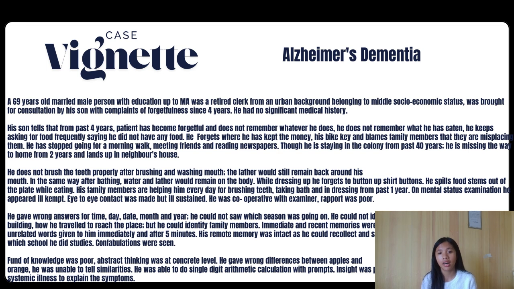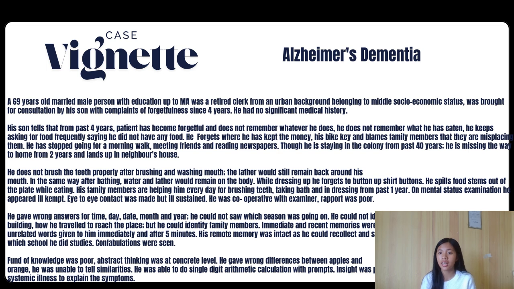His son tells the doctor that from the past 4 years, his father has become forgetful and does not remember whatever he does. He does not remember what he has eaten. He keeps asking for food frequently, saying he did not have any food. He forgets where he kept his money, his bike, and blames family members that they are misplacing them. He has stopped going for a morning walk, meeting friends, and reading newspapers.